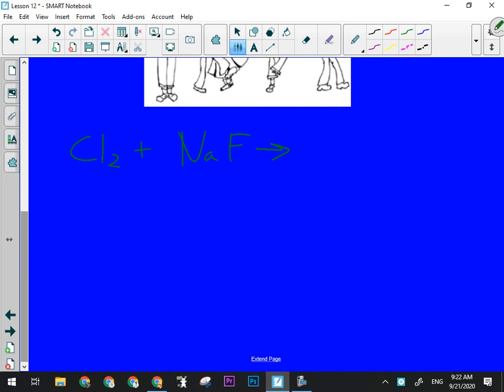Okay, chlorine is reacting with sodium fluoride, which is an ionic compound. Who is the chlorine going to replace? Fluorine. So over here, fluorine will wind up by itself, and chlorine will end up with sodium. Single replacement reaction. Whatever the element is, it replaces that part of the ionic compound. Metal would replace non-metal, metal would replace metal.